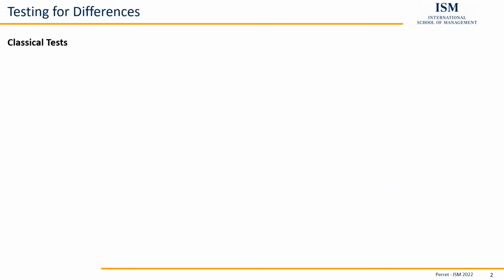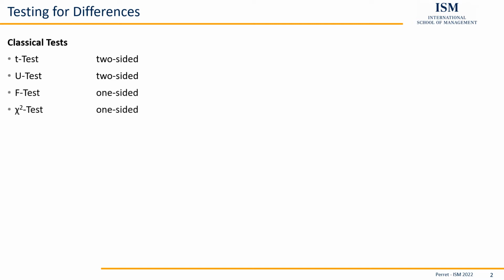The classical tests we know for testing differences would be something like the t-test, which usually is conducted as a two-sided test but can be done one-sided as well. Or the U-test, which is also usually done as a two-sided test, but can also be done as a one-sided test. Then we also have the F-test and the chi-squared test. Those are the four classical standard tests to use when you want to test for differences.